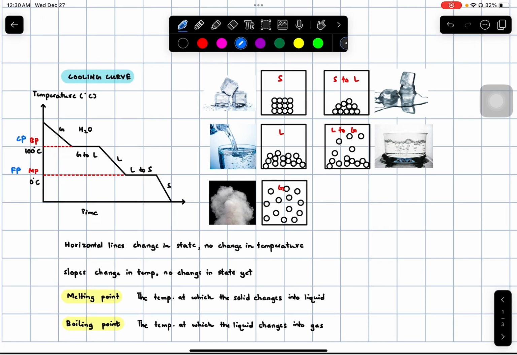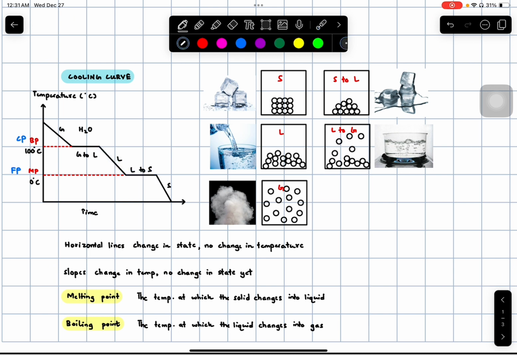Although it is uncommon, sometimes you may be presented with the cooling curve. Now, the cooling curve is almost identical to the heating curve, but instead we'll start off with the gas here. When the gas starts to lose energy, it will reach a condensation point or the boiling point, where it will start to condense back into a liquid, and that liquid is going to start to lose energy, and when it has lost enough energy, then that liquid will start to freeze into a solid.